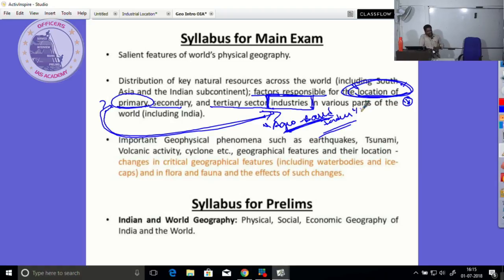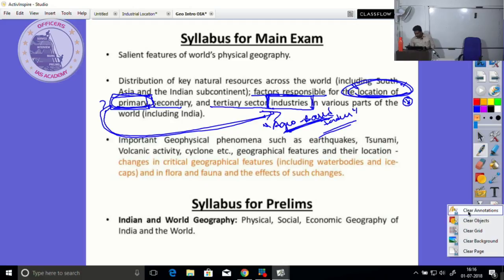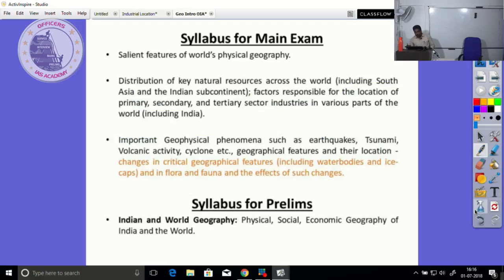For example, cotton textiles, jute industries, or sugar industries. Even the paper industries are some of the agro-based industries we have. So the primary sector industry is nothing but the agro-based industries. Otherwise, the words primary and industries do not go hand in hand. That's the reason we always say it is kind of an oxymoron. Hope you understand what this oxymoron is. Examples are not repeated again.